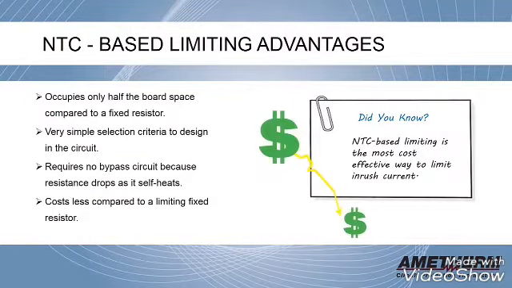NTC base limiting has several advantages. First, it occupies only half the board space compared to a fixed resistor. Second, it has a very simple selection criteria to design in the circuit. Next, it also requires no bypass circuit because resistance drops as it self-heats. And lastly, it costs less compared to a limiting fixed resistor. In fact, NTC base limiting is the most cost-effective way to limit inrush current.